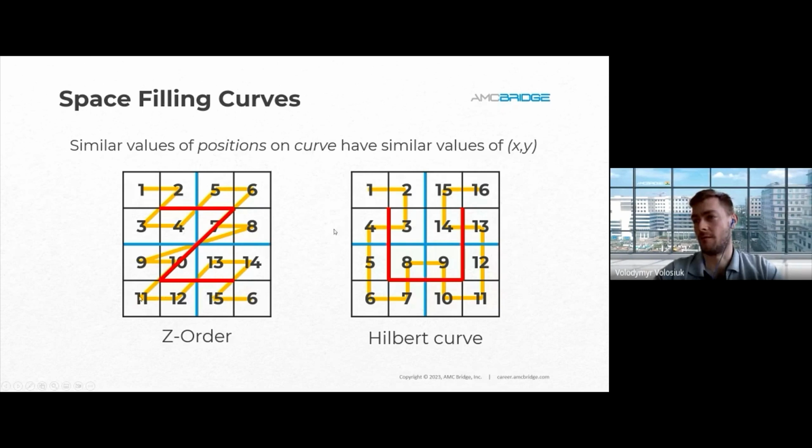That's the first important feature, and the second important feature is that, having a curve as a mapping from single dimension into multiple dimensions, all space filling curves have a property that close single dimensional parameters correspond to points close in multiple dimensional space. For example, if you have index 4 and 5, it means that they will be close cells in our grid, and index 4 and 15 will be further.